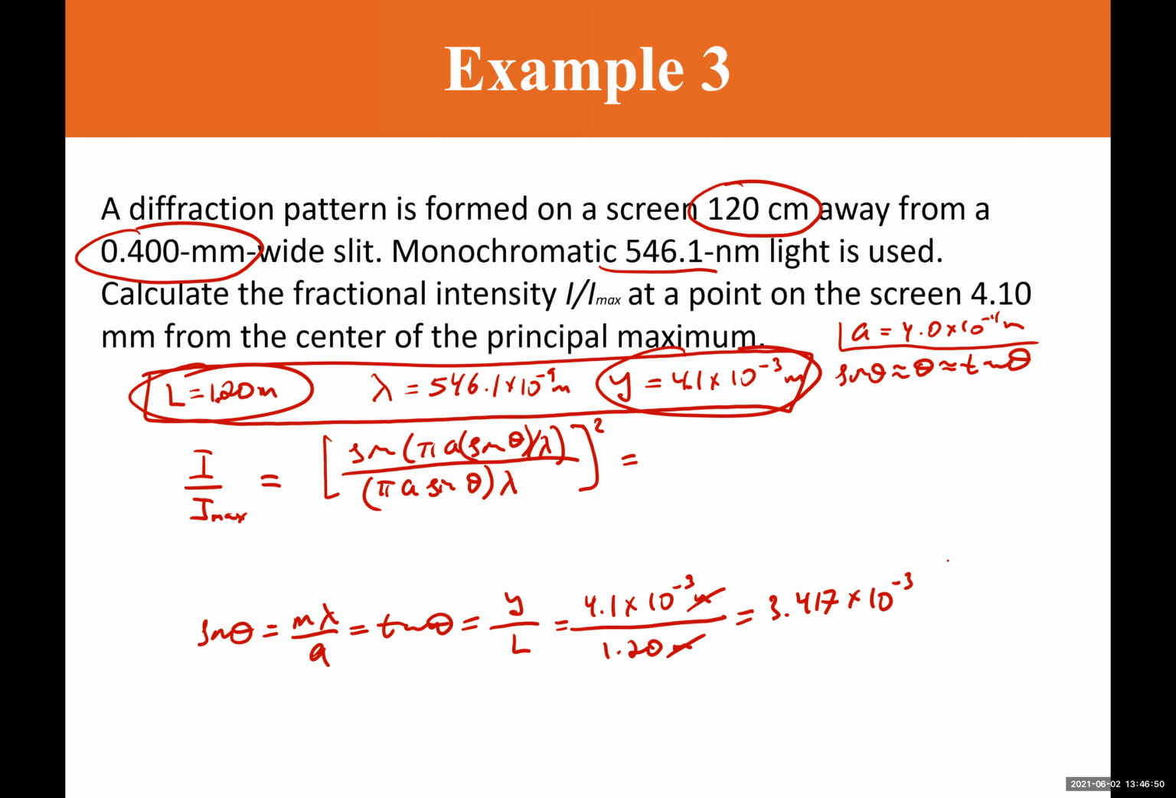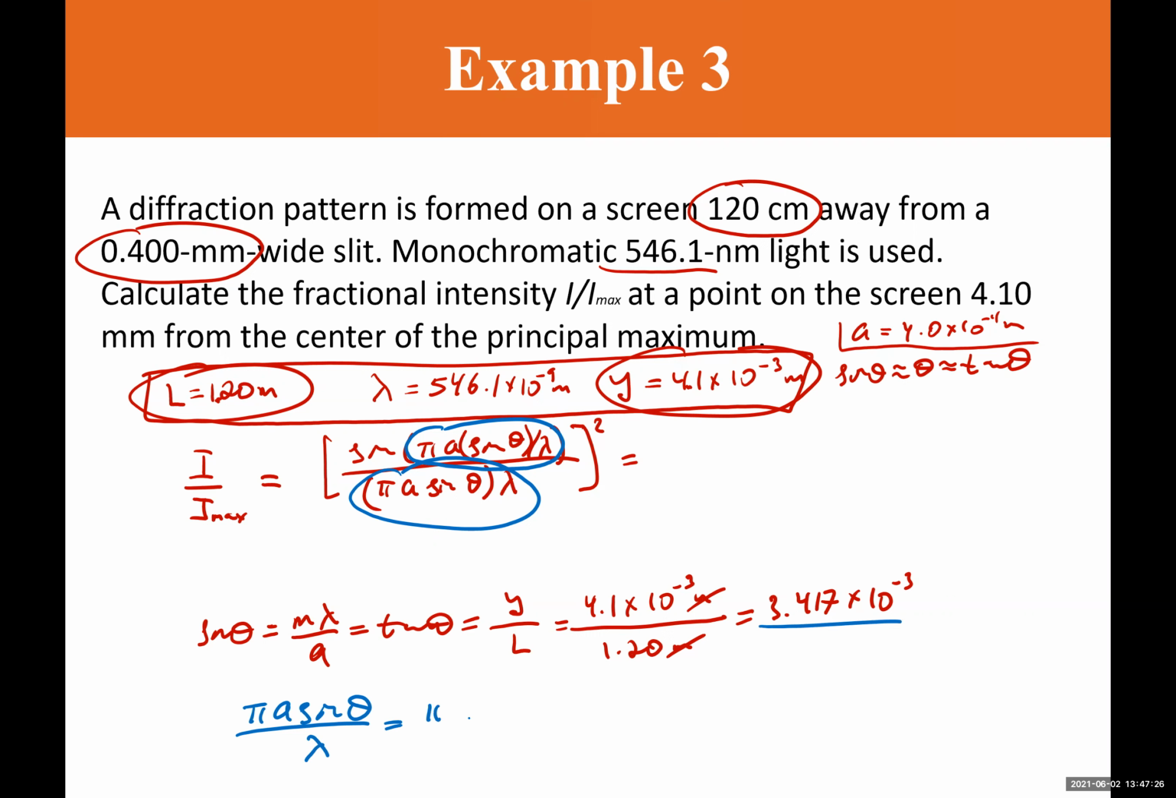So inside, you can see that here the numerator has pi a sine of theta over lambda, and at the bottom I also have pi a sine of theta over lambda. I cannot cancel those because the numerator is an argument of another sine. But since I have sine of theta, I can calculate those quantities.